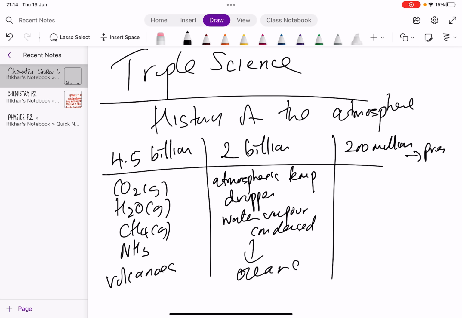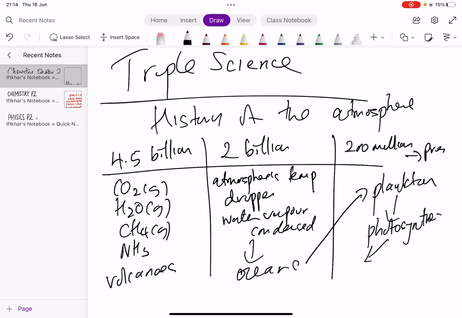Oceans formed, and with the formation of oceans, plankton started to evolve. Simple plants started to photosynthesize. That reduced carbon dioxide and released oxygen. So that's one. This is all a theory.